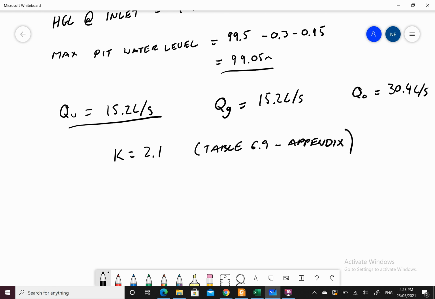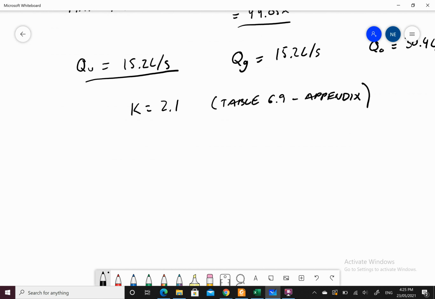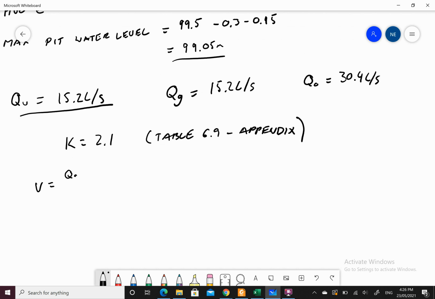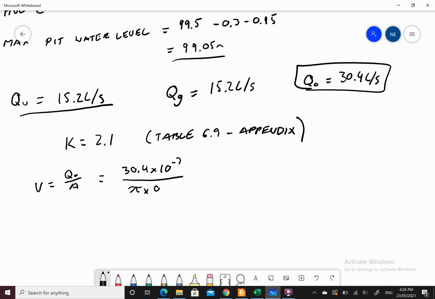Okay, so now that we've got these, what I can work out now is my velocity is equal to Q out on A. Q out is this one, 30.4 × 10^-3 divided by pi. Remember, it's still a 150 pipe. This time I get a velocity of 1.72 meters per second.